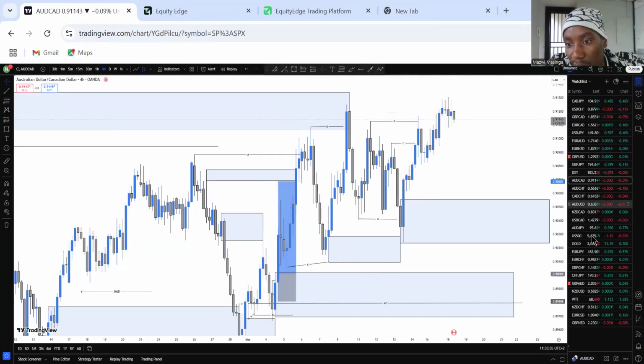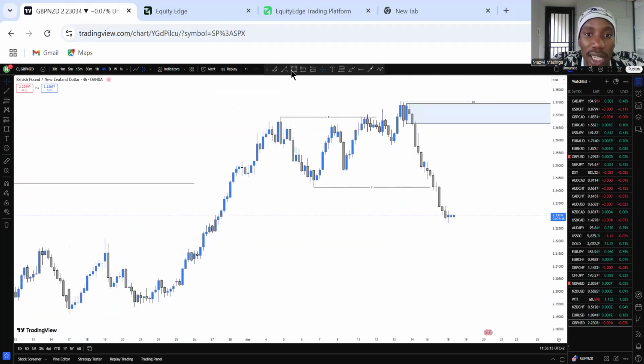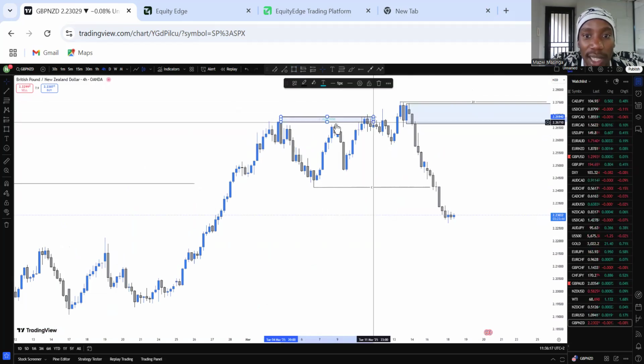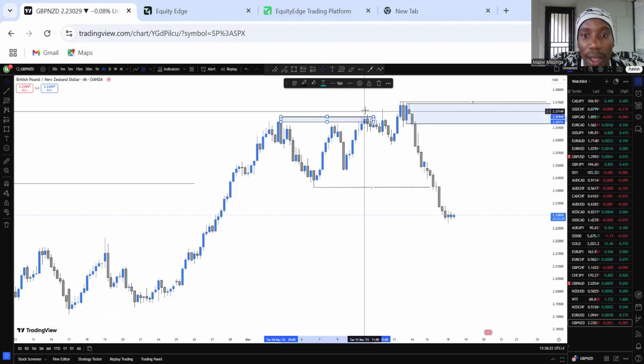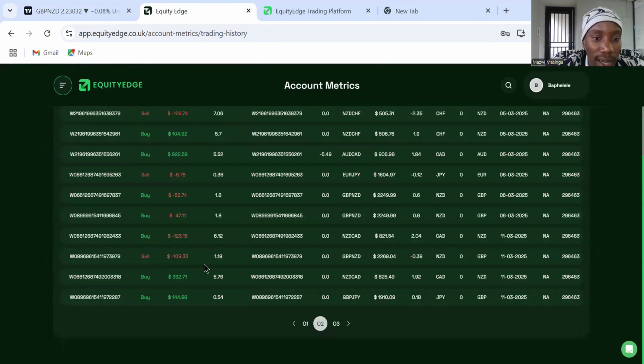I'm going to show you the GBP NZD trade. I was angry about this trade, guys. And I took a trade right here. I said this was a sweep of liquidity, and then I came here. I said this market's going to go down, and I placed my stop loss right here, and then it just woke me up, and I was out like that, and I said nice, fine.